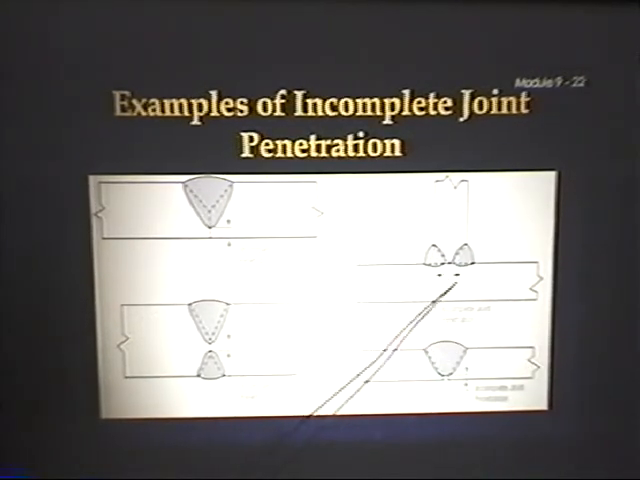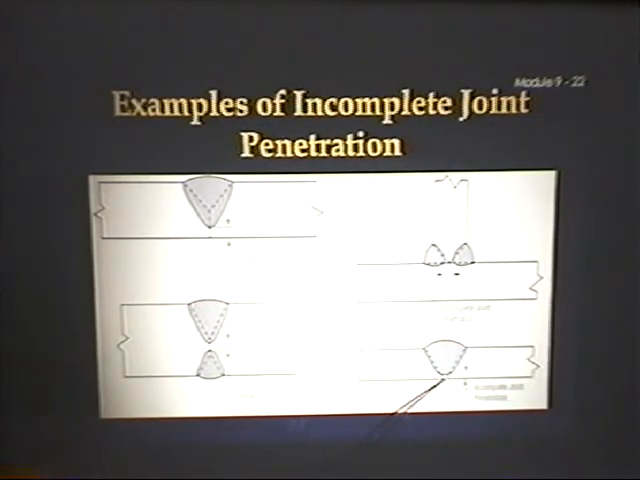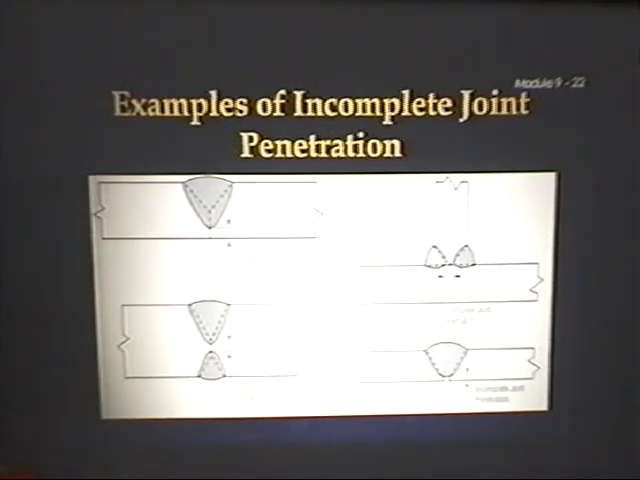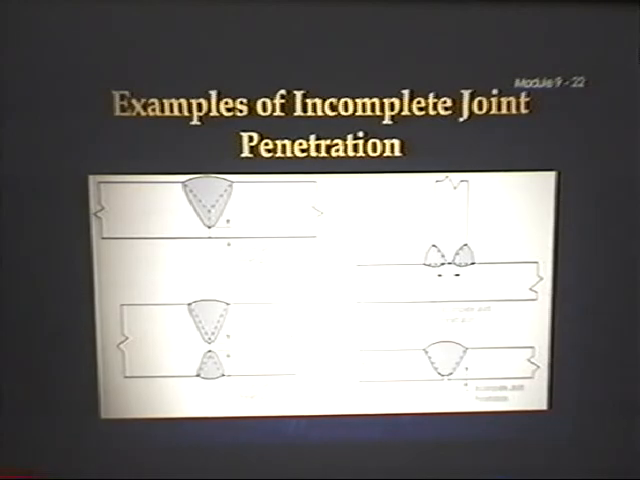Here we have incomplete joint penetration at the toe. Here, incomplete joint penetration between these two weldments. And this is much more common. I see this a lot. Incomplete joint penetration at the toe here. Some codes like 1104 will allow a little bit of that. Other codes won't allow any of it.